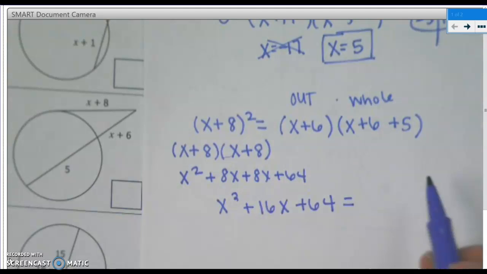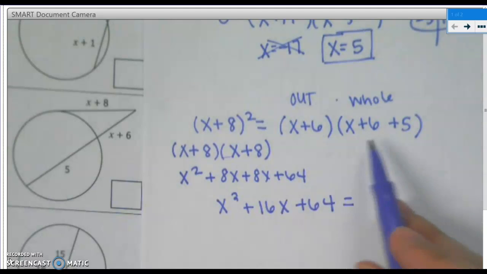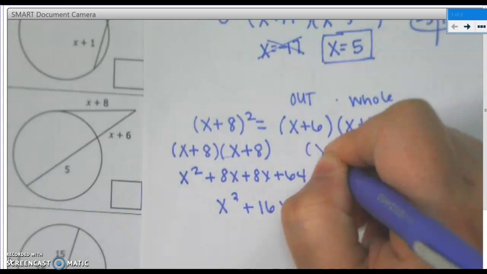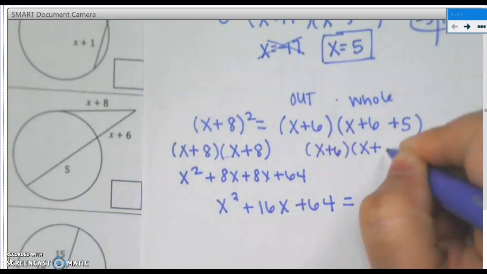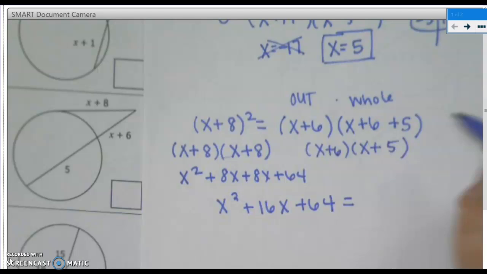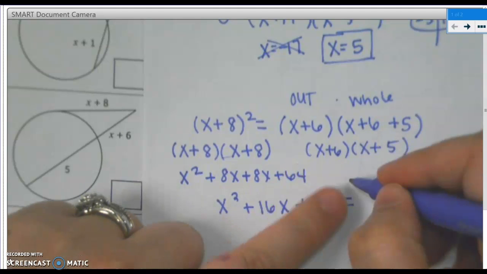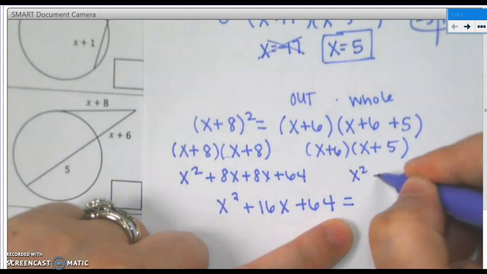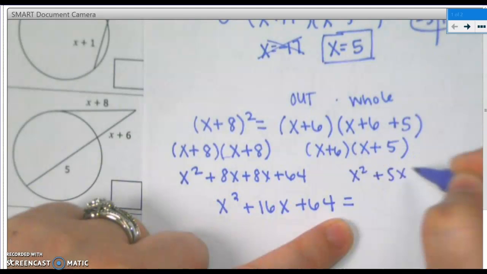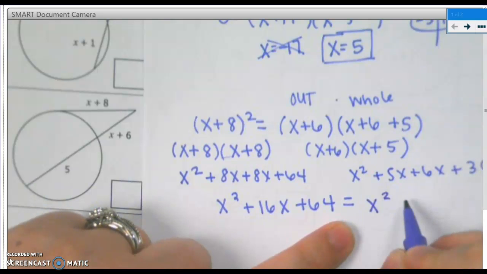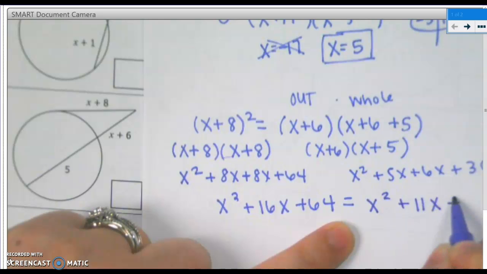All right, on this side, I'm going to clean this up. I'm going to combine those like terms. So this side will become x plus 6 times x plus 5. And same thing with this. This is going to turn into a trinomial. So x times x, x times 5, 6 times x, 6 times 5. So x squared plus 11x plus 30.